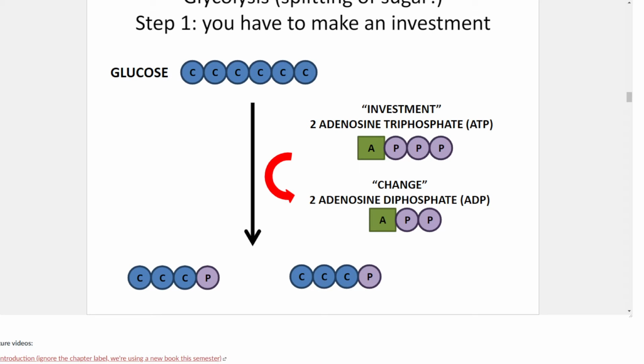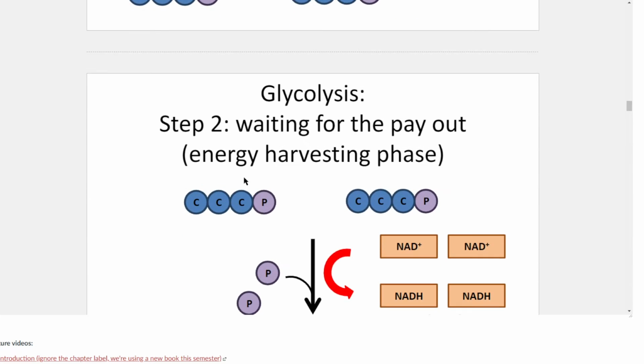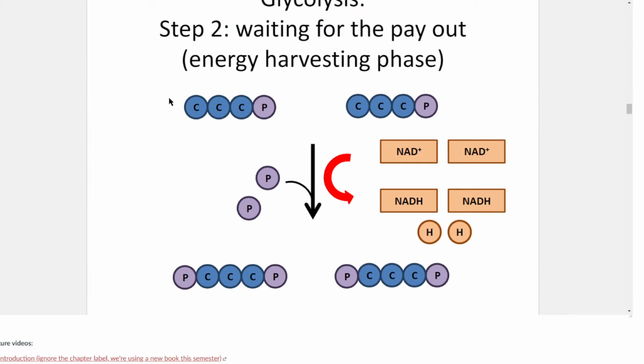Focusing on glycolysis, the main purpose of this step is to split the glucose in half. Now we're going to wait for the payout, the energy harvesting. So we're going to harvest some energy.